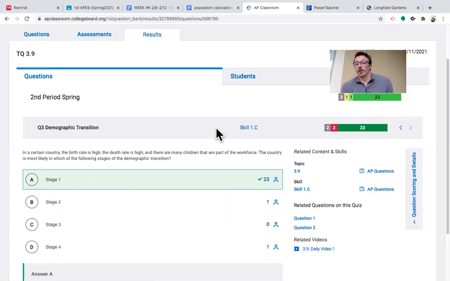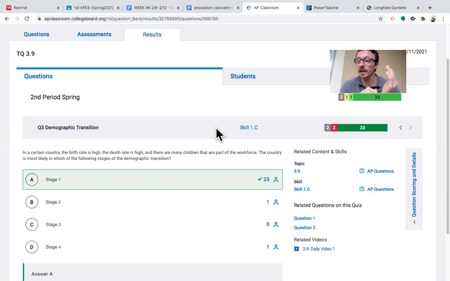In a certain country, the birth rate is high and the death rate is high, and we've got a lot of children in the workforce, right? So what stage of demographic transition might this be? Well, if you got a high birth rate, you got a high death rate, and a lot of children are working, this is probably pre-industrial, right? This might be even an agrarian society, and this would be stage 1 for sure.